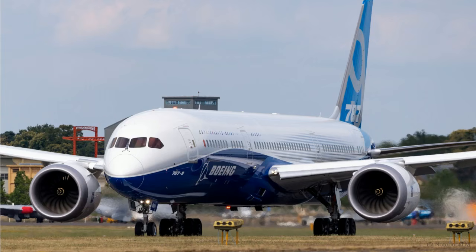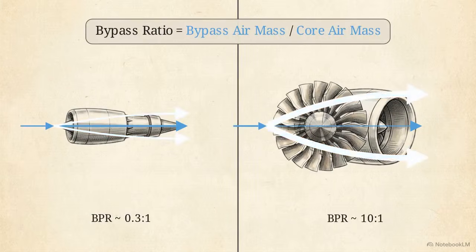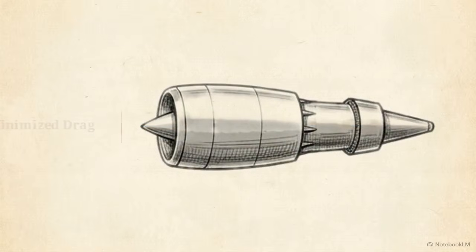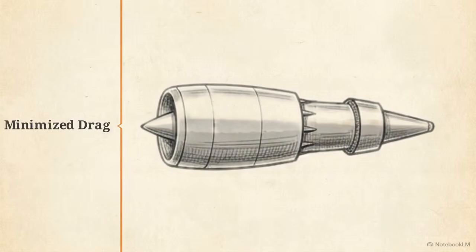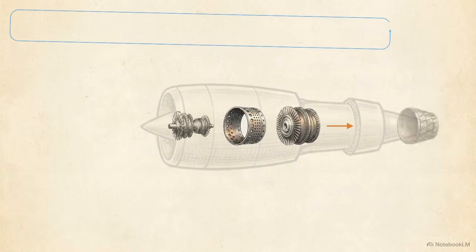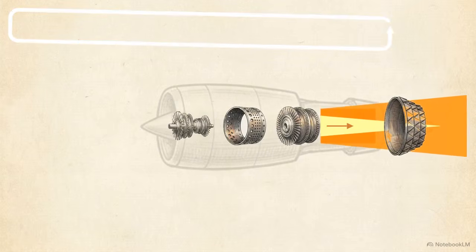The drive for higher mass flow yields engines spanning over 10 feet in diameter. Bypass ratio is the mass flow of bypass air divided by core air. On the left, military jets require high specific thrust per pound of airflow, dictating a narrow, low bypass architecture. This minimizes drag and leaves unburned oxygen to feed an afterburner for extreme acceleration.